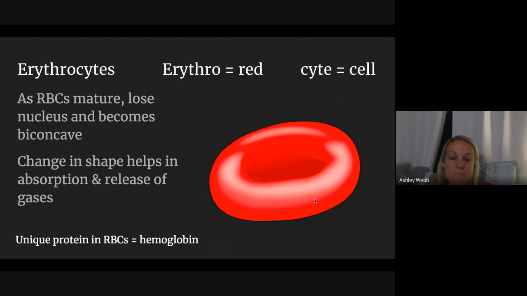Okay, that change in its shape helps to increase the absorption and the release of gases, because there's a lot more surface area because of that kind of disc-like shape. Okay, a lot more surface area allows for a lot more oxygen to be absorbed and carbon dioxide to be released.